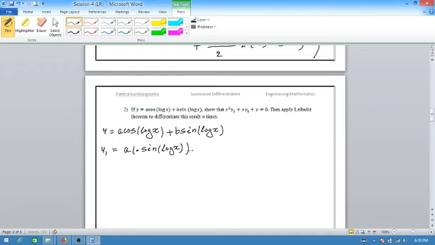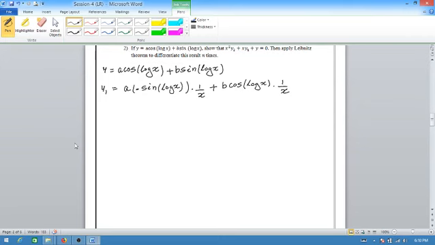Minus sin log x into differentiation of log x is 1 by x, correct? Then plus b as it is, differentiation of sin is cos log x into differentiation of log x is 1 by x. 1 by x is common, right? I can take it this side, so that you will get x into y1 is equal to minus a sin log x plus b cos log x, right? This is the first derivative.